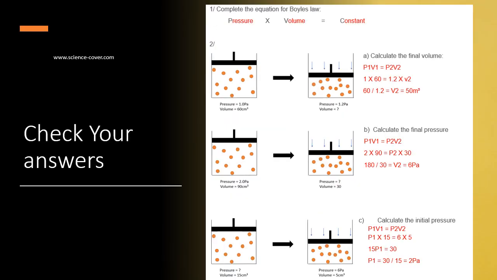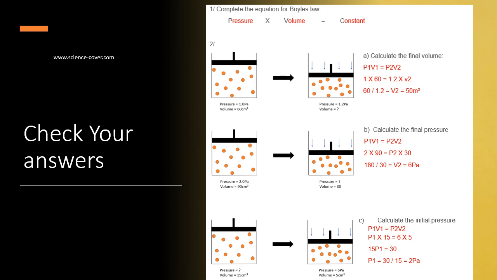Let's check our answers. Complete the equation for Boyle's law. The pressure multiplied by the volume equals a constant value. Calculate the final volume. So P1 times V1 equals P2 times V2. So that's 1 times 60 equaling 1.2 times V2, which means V2 is 60 divided by 1.2, which means that it must be 50 meters cubed.